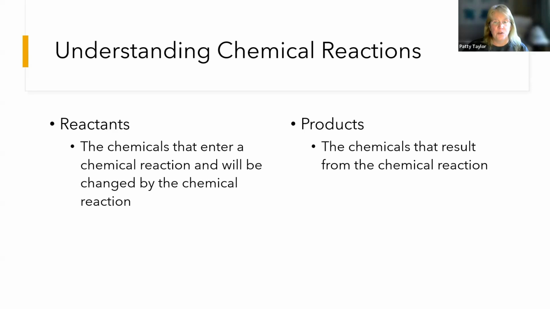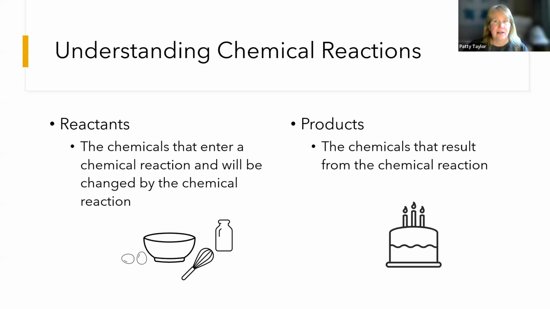So an example we could use would be the ingredients to bake a cake. Your ingredients will be entering the chemical reaction. You'll mix them together. You'll apply heat by placing them in the oven. Wait about an hour and you'll pull out your product, and that's going to be a cake. So that results from the chemical reaction.